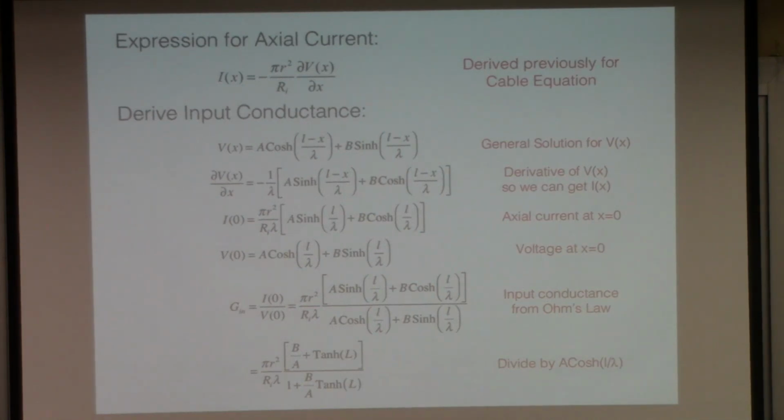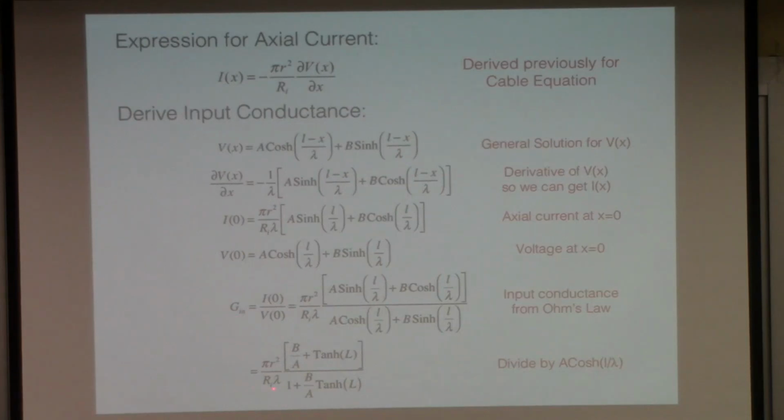Because we can use Ohm's law now to figure out the input conductance of the cable at location x equals 0. It's current divided by the voltage at that location. Ohm's law tells us that. And so if we divide this stuff by this stuff, this is what we get, right? The input conductance of the cable at location 0 is all this stuff. And if we massage it and divide by the right terms here, we can rewrite this in this form.